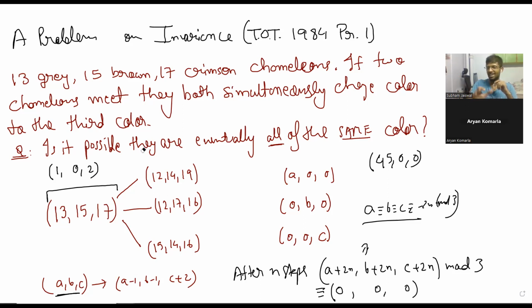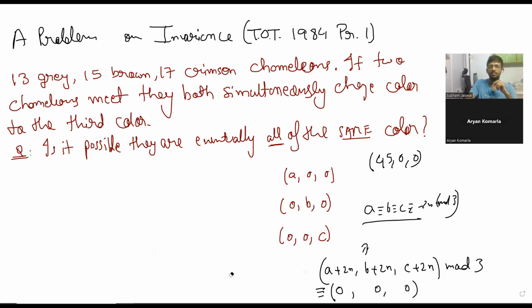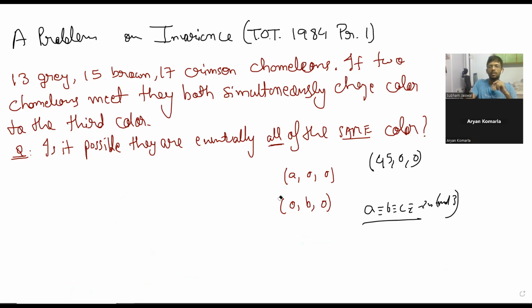Yes, I understand, that makes sense. Second part: is it possible that they'll eventually be the same number of gray, brown, and crimson? Again, same argument. They would all have to be 15, but 15, 15, 15 is 0, 0, 0 mod 3. Not possible.